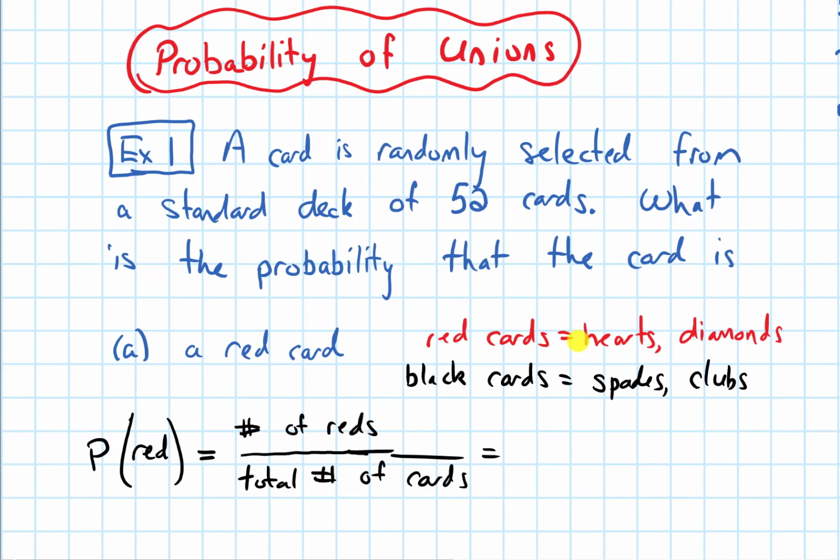So for the red cards, well, I count up all the hearts and diamonds. There's 13 hearts and 13 diamonds. There's 52 total cards, so I put that on the bottom. So we get 26 divided by 52, which simplifies to 1/2. And that's our probability. So we're starting off with a shorter one.